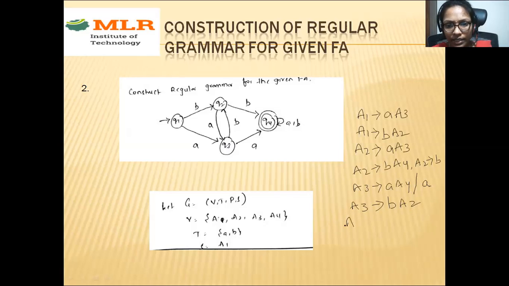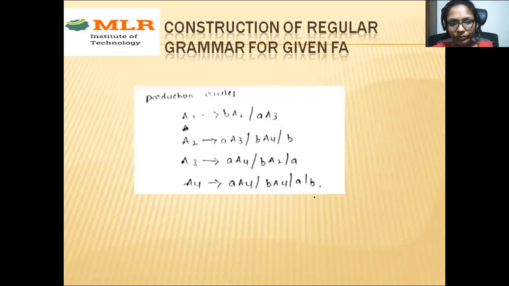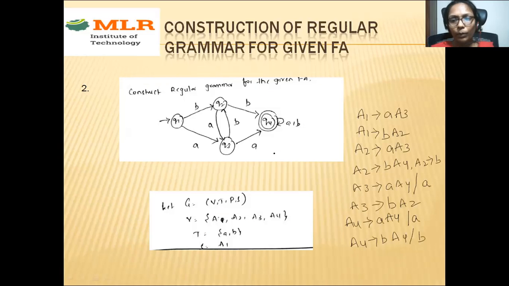Now the last state is A4. A4 on A is going to A4 only. Since A4 is a final state, you need to add one more transition. And A4 on B is going to A4 and it is a final state, so you need to add one more transition B. So these are all the production rules we are getting for this problem.